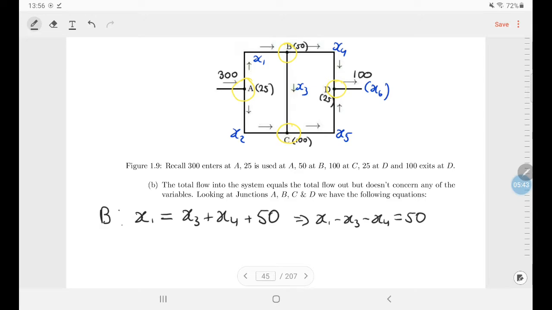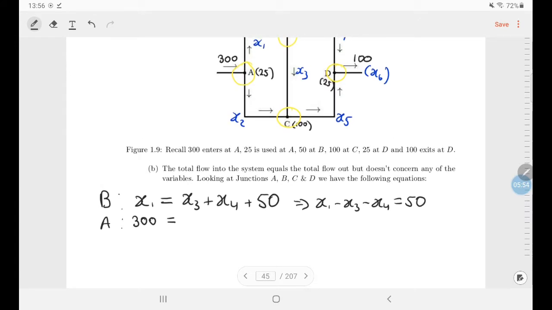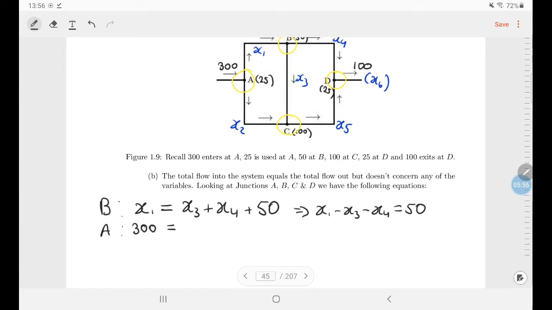Right. Now let's have a look at junction A. What is the flow into junction A? I see 300. What is the flow out of A? I see x1, I see x2, and I see 25 is being used. So I want to get the variables equal to the constant. So if I take away the 25 from both sides and then write the equality the other way around, I get x1 plus x2 is equal to 275.